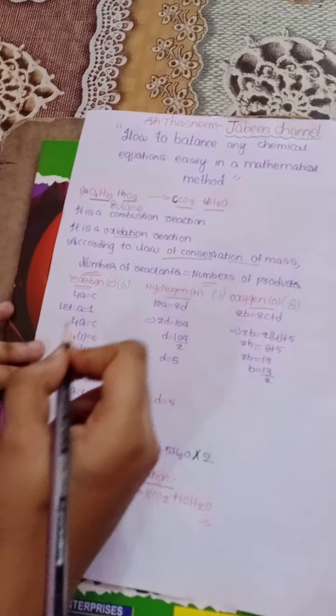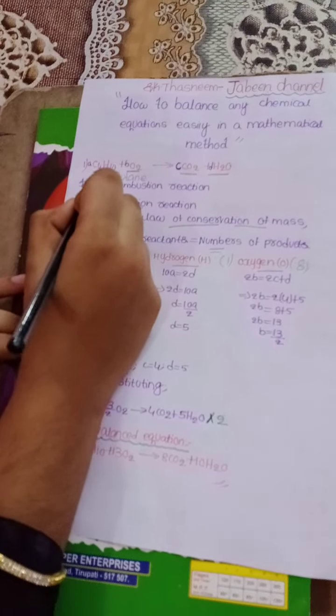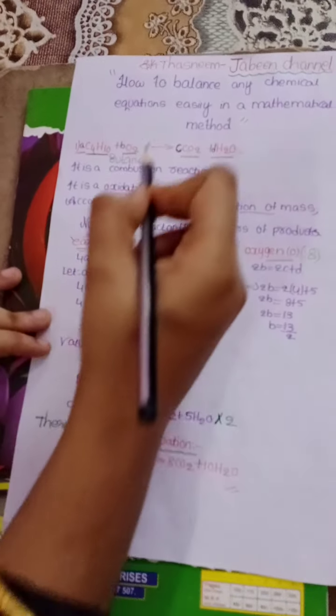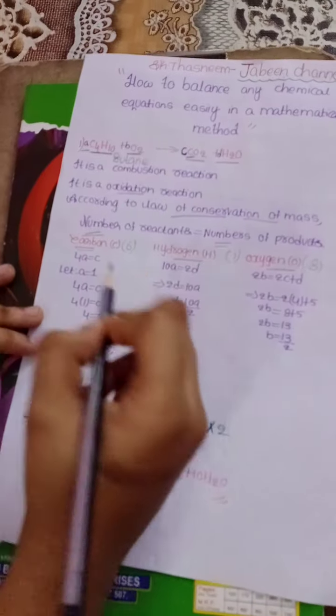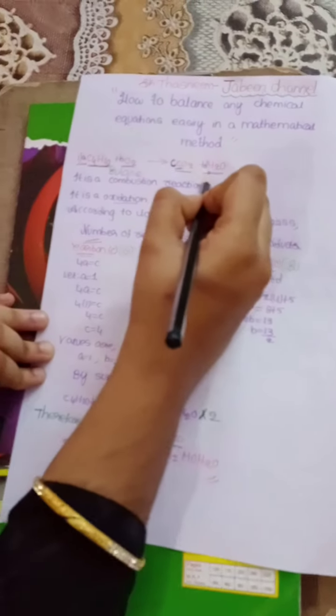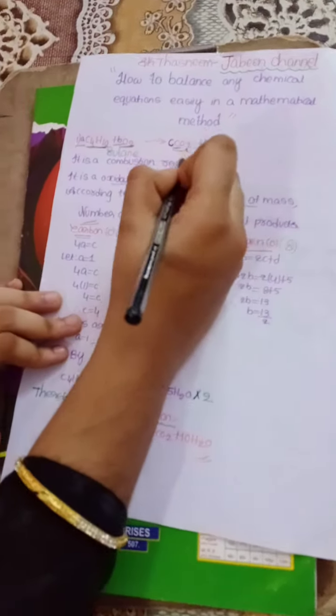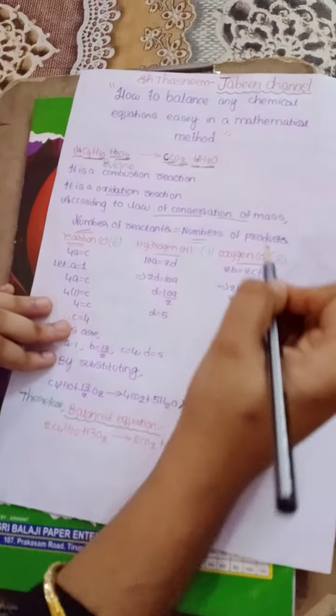Now let us see about carbon. Here carbon is 4A, which equals C on the right side. For hydrogen, 10 into A, 10A, equals 2 into D, 2D. Now let us see about oxygen. Oxygen on the left is 2 into B, 2B, and that equals 2 into C, 2C, plus 1 into D, 1D.